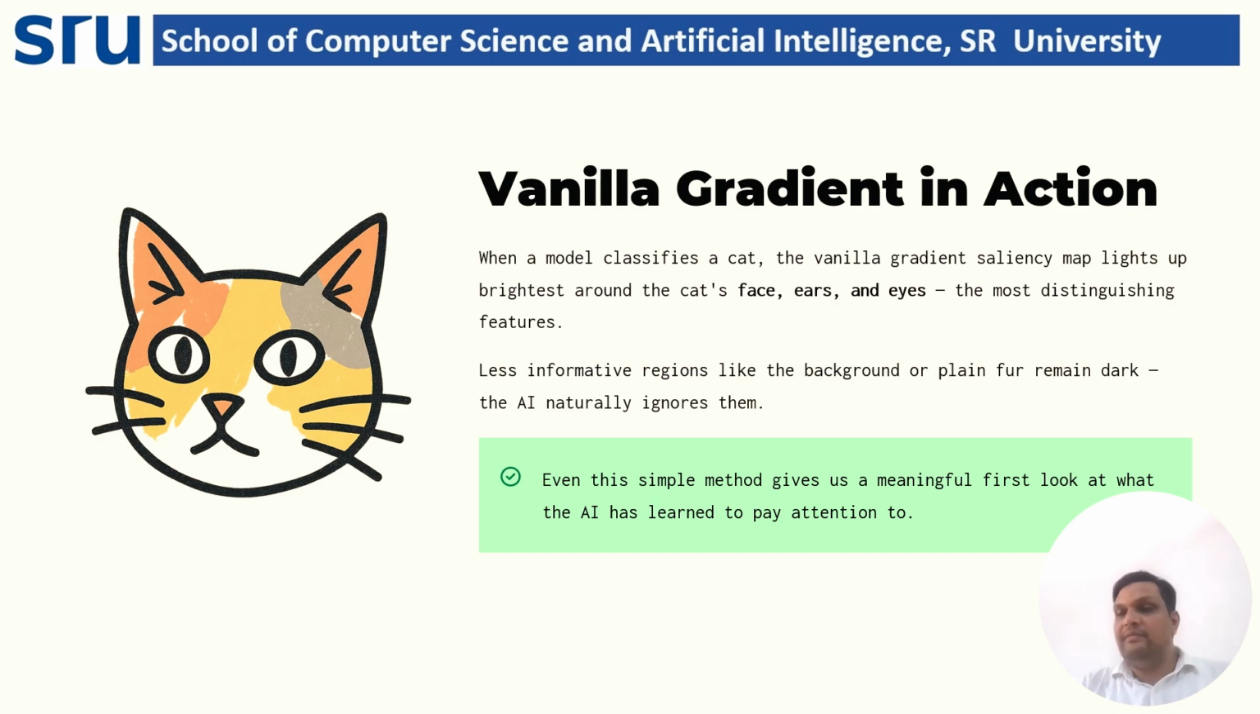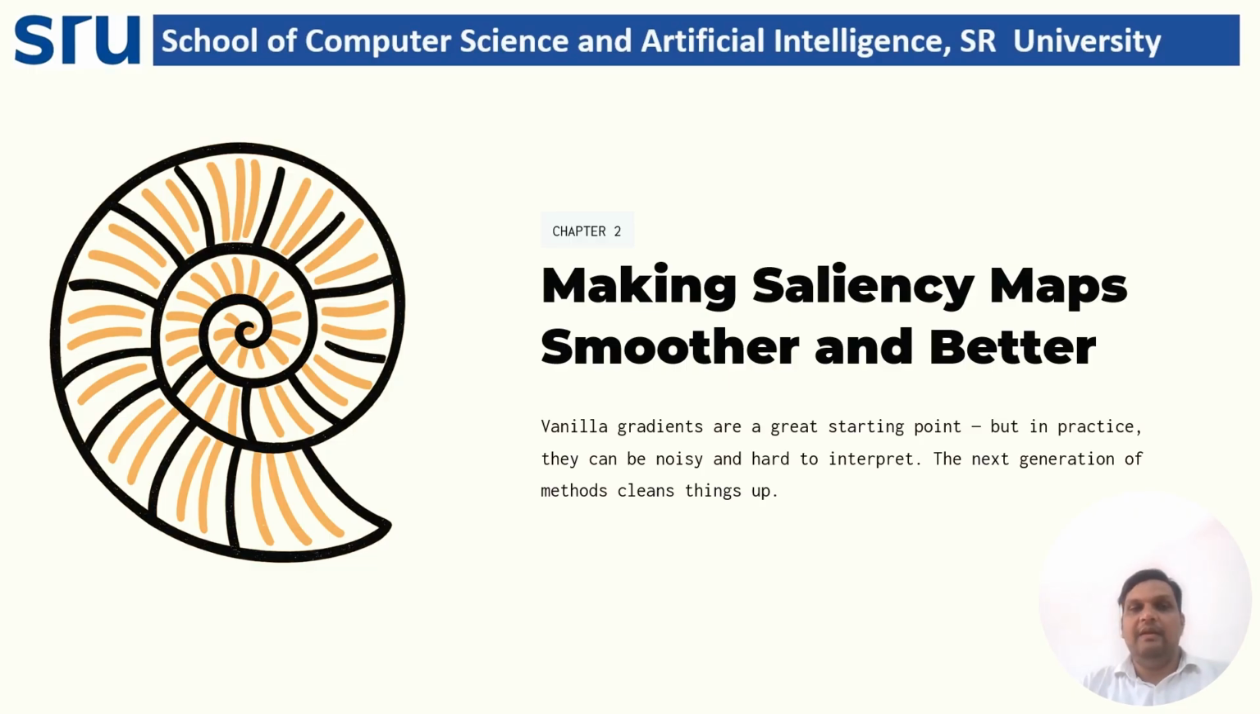In another word, we can say that for a cat image, the model focuses on the face, ears and eyes, background mostly ignored. Even a small method reveals meaningful patterns, making saliency map smoother and better. Vanilla gradients are a great starting point, but in practice they can be noisy and hard to interpret. The next generation of methods clean things up.